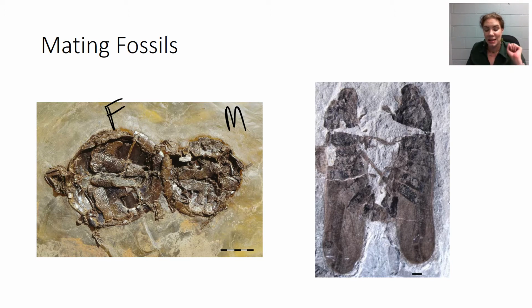And in the second image, we actually have insects that were caught in the process of copulation, and they died that way. And this is a really rare event. There aren't that many good examples of fossilized mating. So obviously, we would guess, based on this information, that the turtles are of the same species and that those insects are of the same species because they're mating with each other.